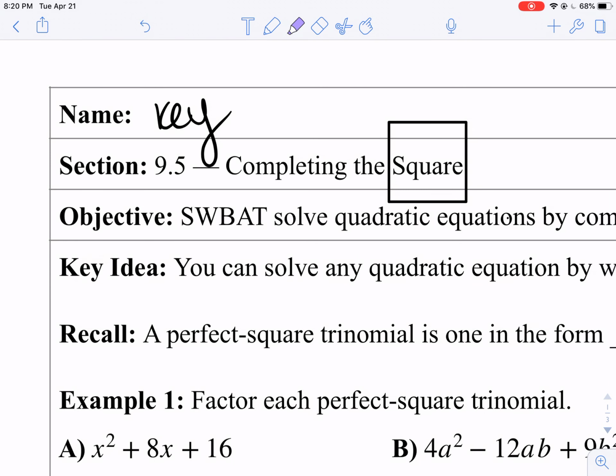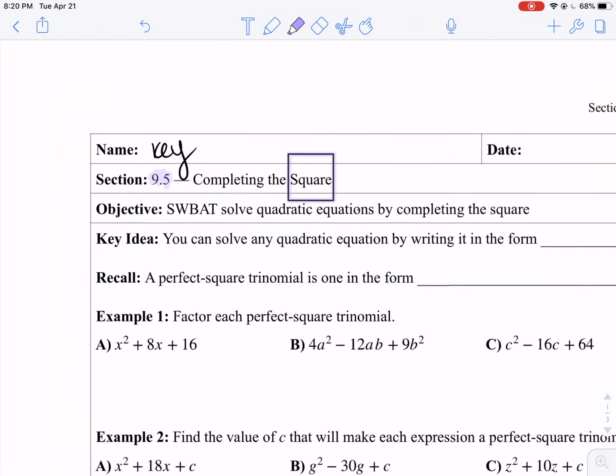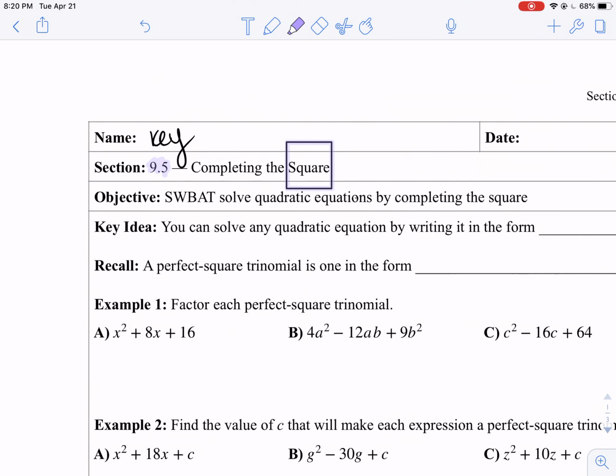Hi guys, welcome to your 9-5 notes, completing the square. By the end of the day, you will be able to solve quadratic equations by completing the square. This is useful for solving real-world problems that are modeled by quadratic, also known as squared, expressions.